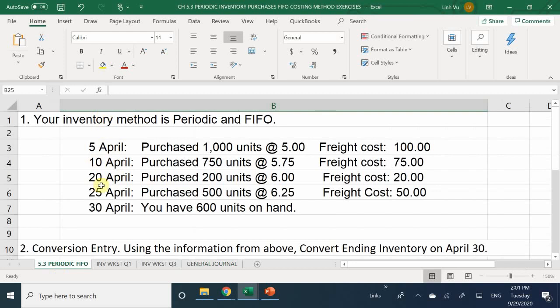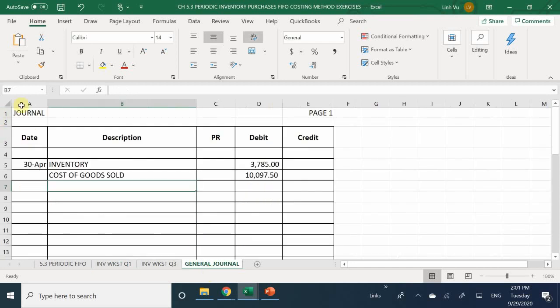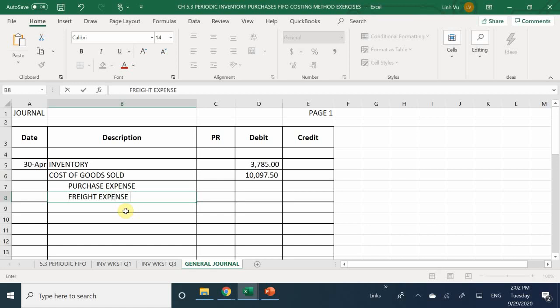I gave you the scenario to make these purchases, correct? What account did I use to place them in? Your purchase expense, right? Because that is what we do when it comes to periodic inventory. We don't recognize it right away as inventory. We recognize it as a business expense. So right now, your accounts are going to be purchase expense. And what else did we need to include? Good. Freight expense.